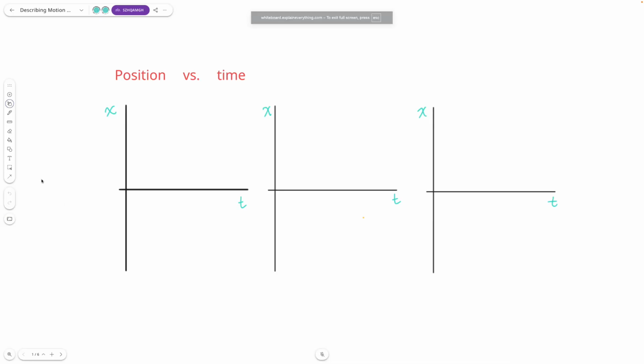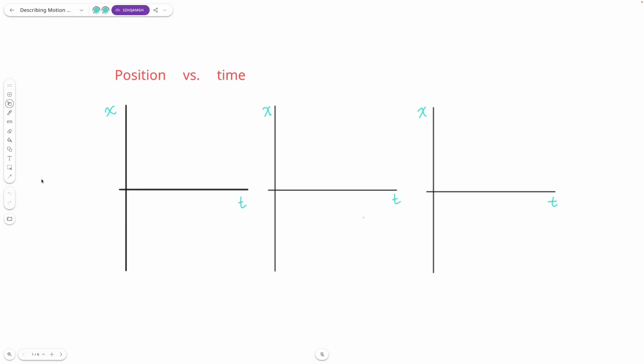Hey guys, so in this video, I'm going to show you how to use kinematics graphs to describe motion. So we're going to take a look at how we can look at the shapes of position, velocity, and acceleration versus time graphs just to get a qualitative description of motion, to be able to say what direction something is moving in, whether it's moving with constant speed, speeding up, or slowing down.